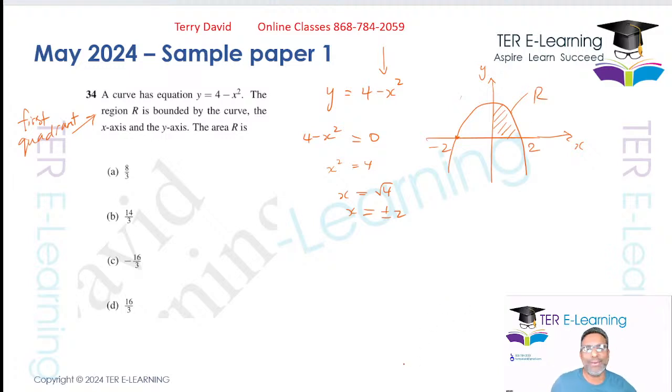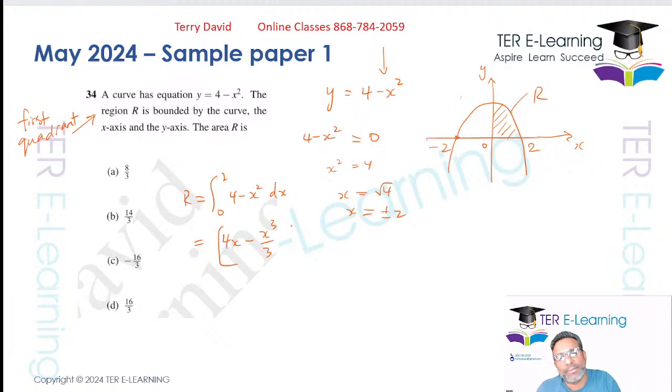To work out that region R, that's an area you're trying to work out, so that's a definite integral. So R is equal to the integral between 2 and 0, because this is 0 here, and the equation is 4 minus x squared dx. When you integrate this, you're going to get 4x minus x cubed over 3. Now it's a definite integral, so we don't need to include a constant. And this is going to be 2, and this is going to be 0.